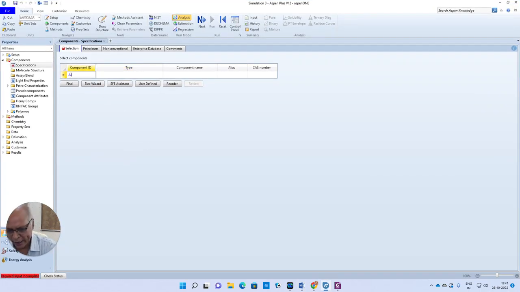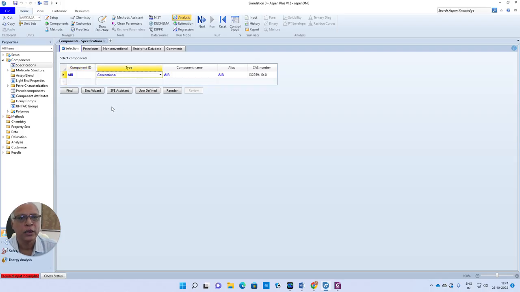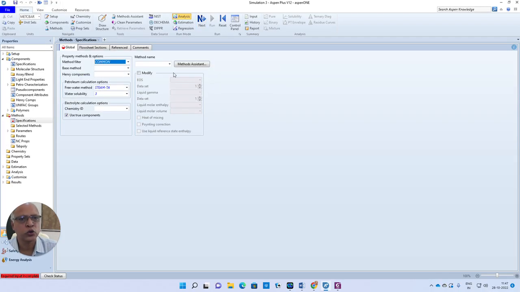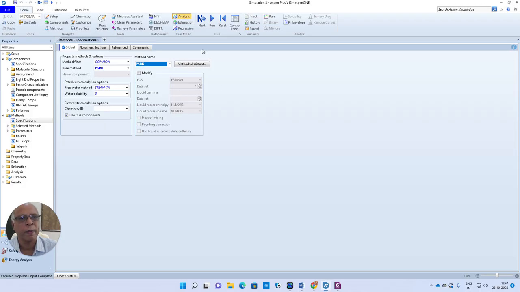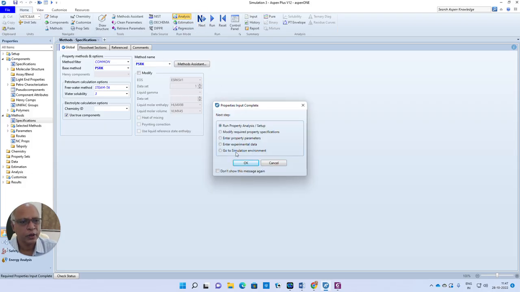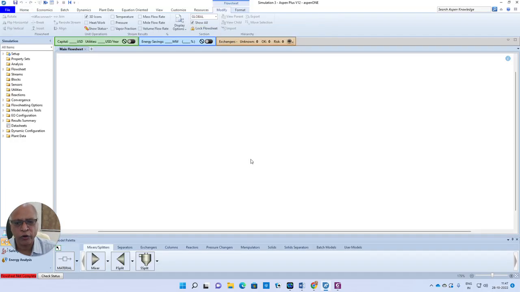Choose a property model. You are given that it should be PSRK. So try to be careful, especially when the pressure is high. You are required to use predictive equations of state. Next, the simulation environment. Create your flow sheet.